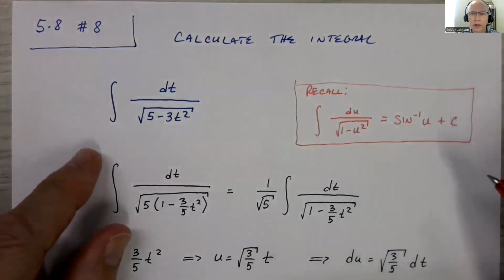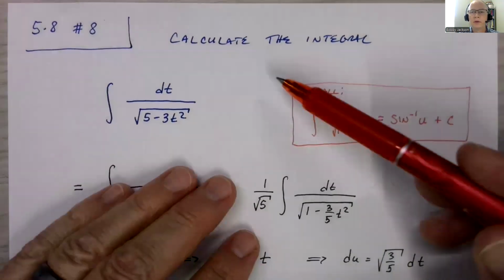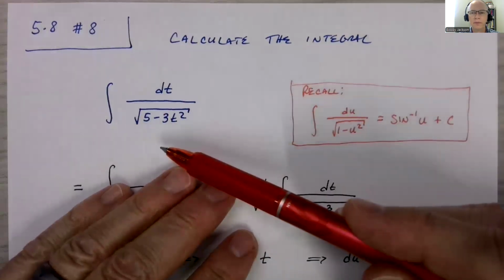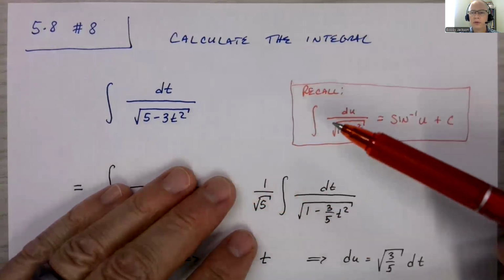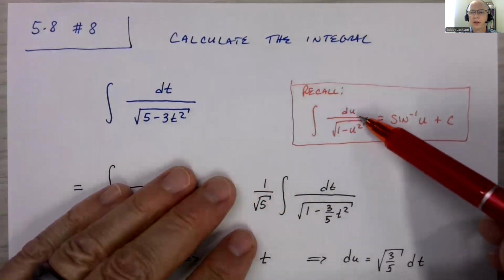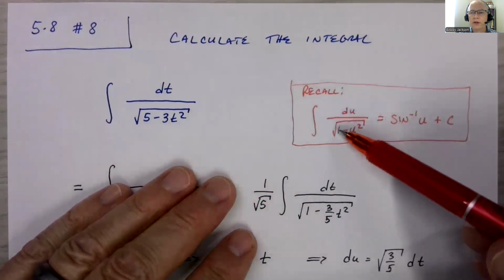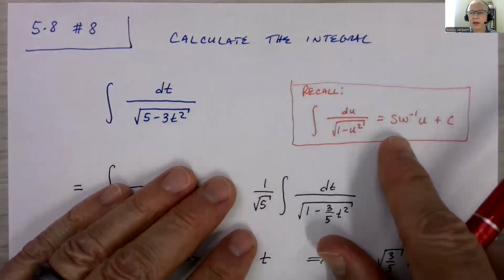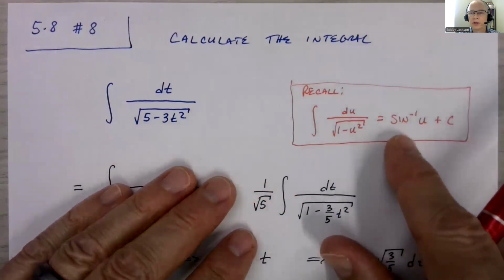Okay, let's look at number 8 in section 5.8. We're going to calculate the following indefinite integral. And I just want you to recall this that we learned from this section. The antiderivative of 1 over the square root of 1 minus u squared is the inverse sine of u plus a constant, or the arcsine function, right?